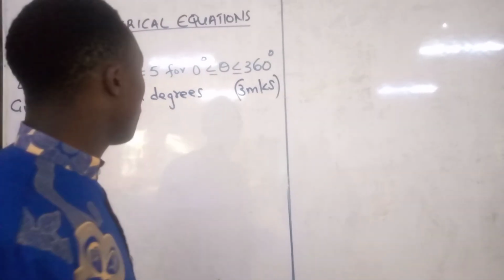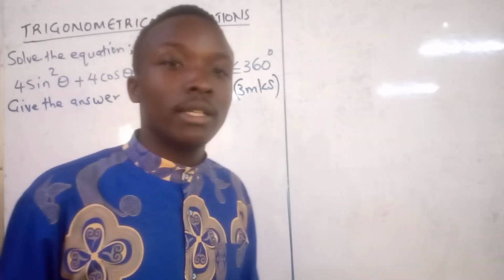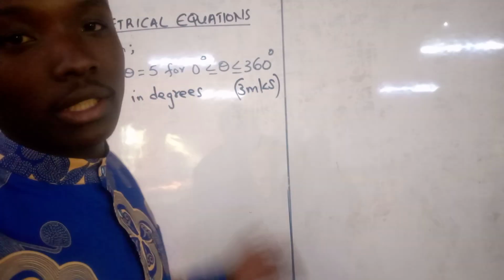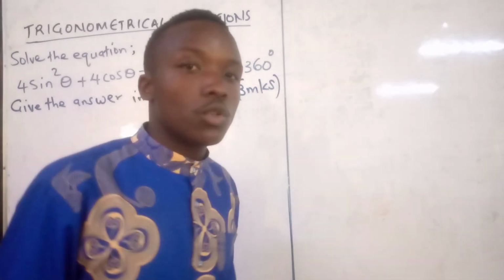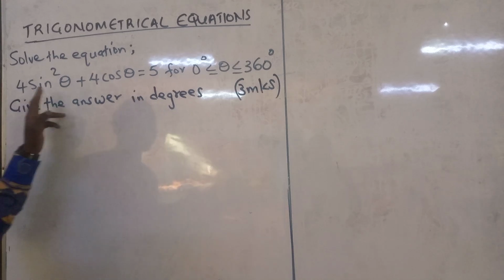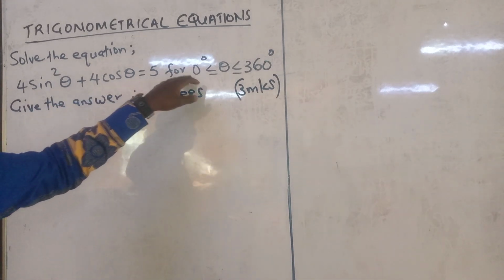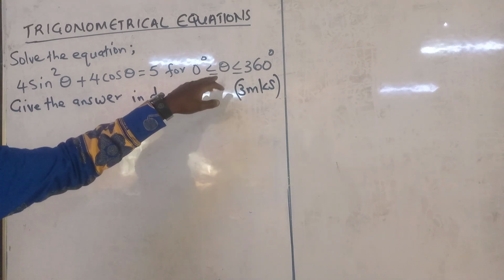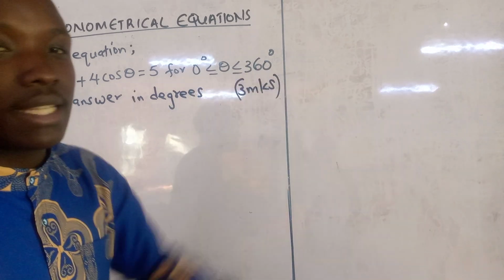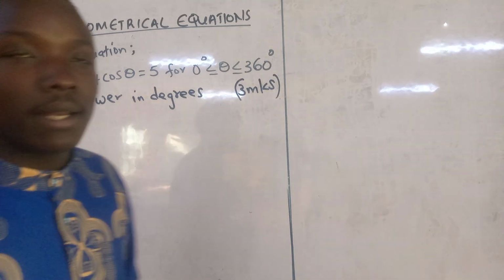And here we have an example. This question is found in the topic trigonometry, but we further emphasized this in Form 4 when we learned about trigonometrical equations. So we have a question here. Solve the equation 4 sine squared theta plus 4 cos theta is equal to 5, for 0 degrees less than or equal to theta less than or equal to 360 degrees. Give the answer in degrees. That is what we are supposed to determine.